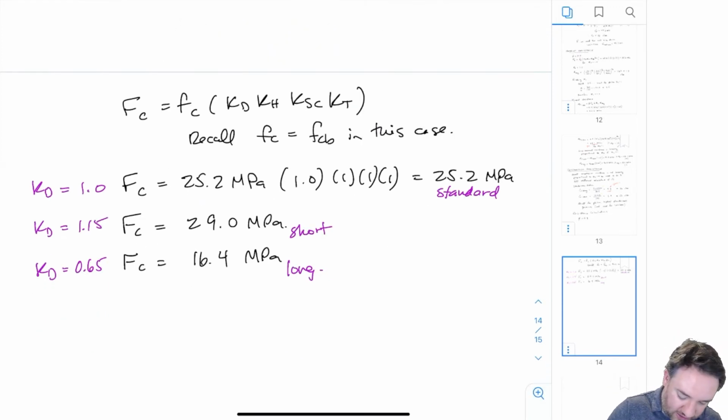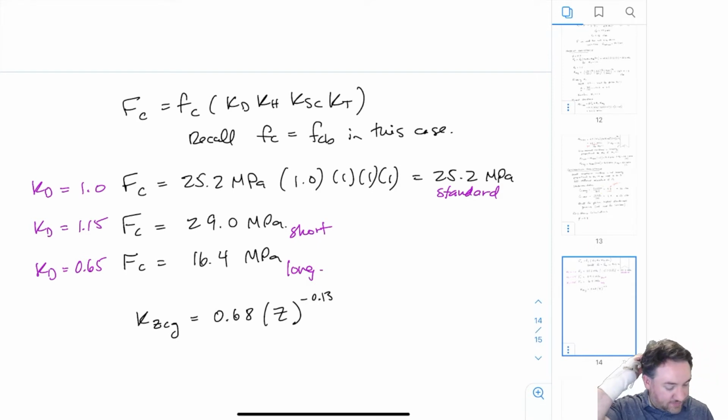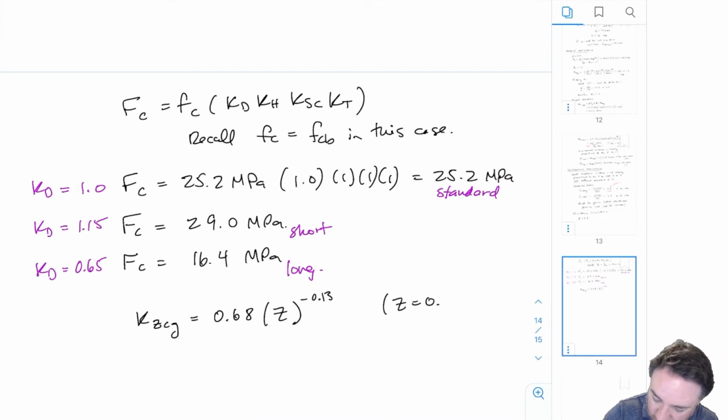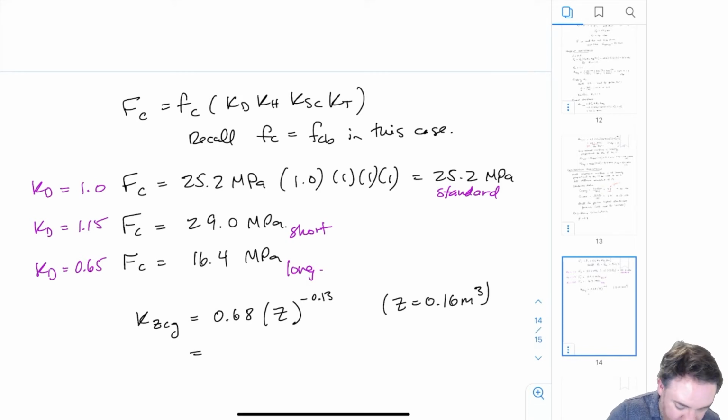Okay, so now we can calculate our KZCG, which is our size effect factor for glulam, which you'll recall looks like this. I have my volume, negative 0.13 in the exponent. And our volume we calculated before was 0.16 meters cubed, and we get 0.863, which is less than 1, so it's okay.